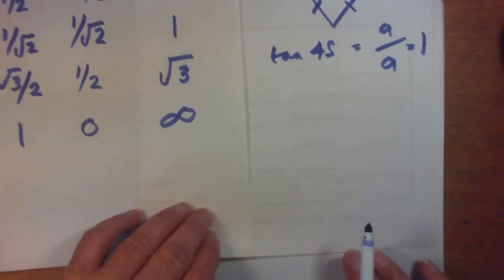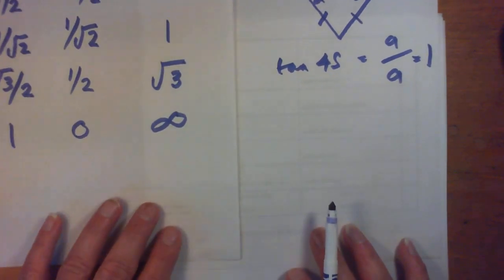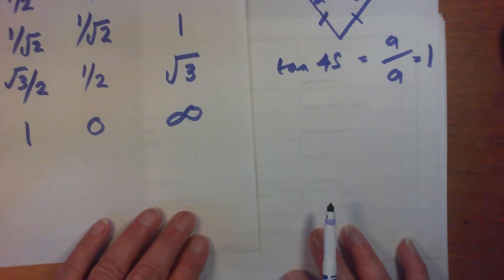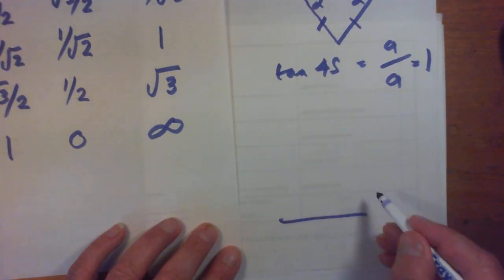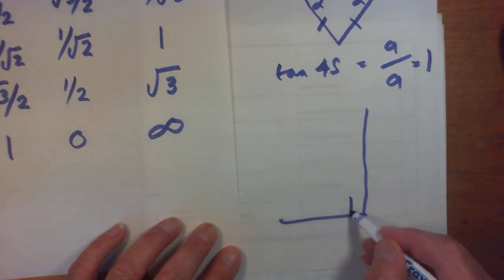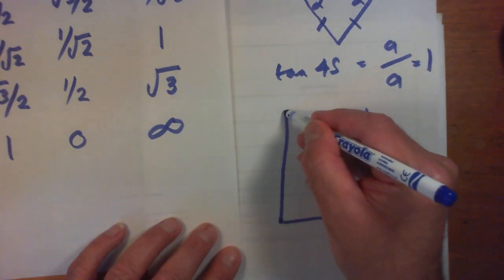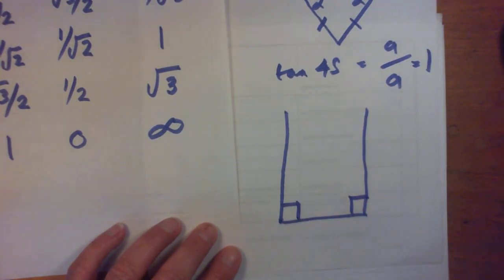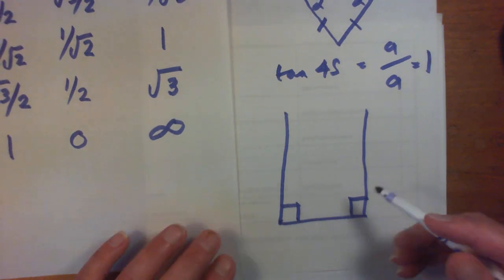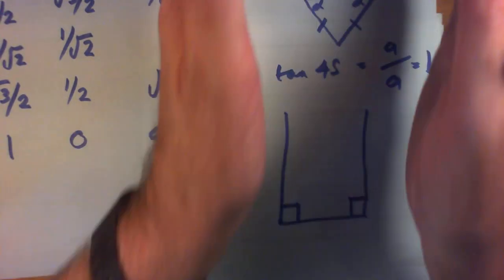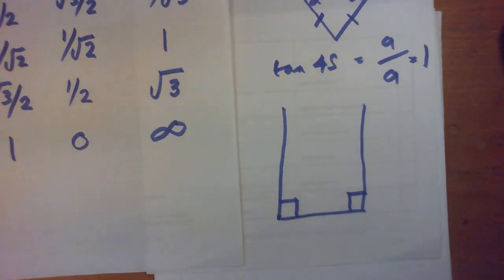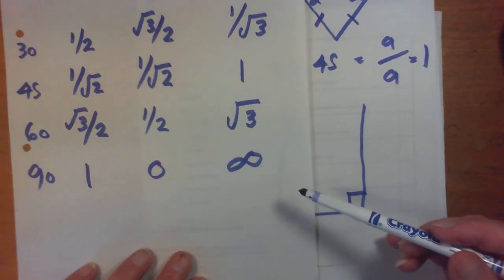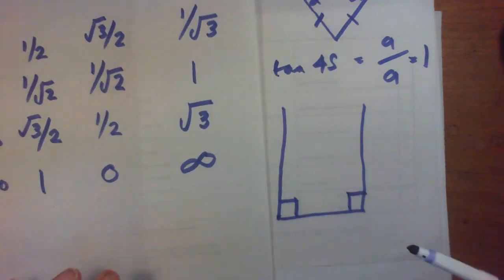Then I've got this seemingly unusual result, the tan of 90 is infinity. Basically you have a situation like this. That's your right angle from the right angle triangle. There's your angle of 90. Now what's going to happen is that those lines are going to be parallel. They're going to go up forever to infinity. And so that's why I'm saying that the tangent of 90 is infinity.